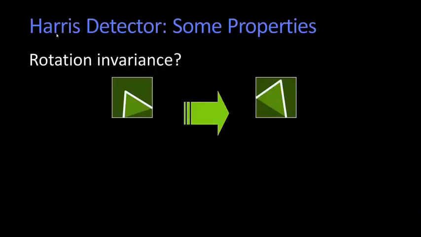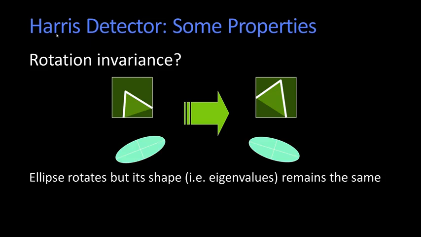So let's start with rotation. Okay, if I've got an image, so we have here a little notional corner, and I were to rotate it, how would the Harris operator change? Well, remember that whole thing about the ellipse rotating? Well, the ellipse would rotate, right? But it would be the same ellipse, right? Because the variations in the gradients would be the same over the window. The whole thing would have rotated. So basically, the Harris corner detector is invariant to rotation.